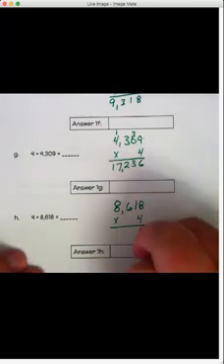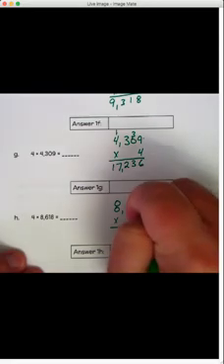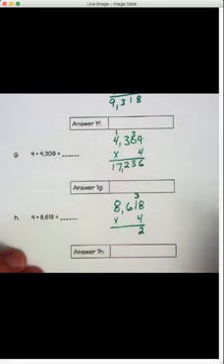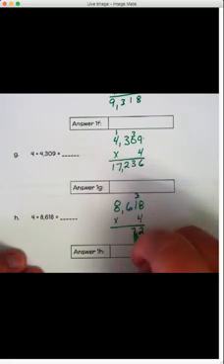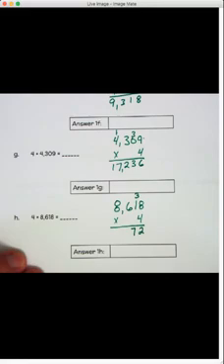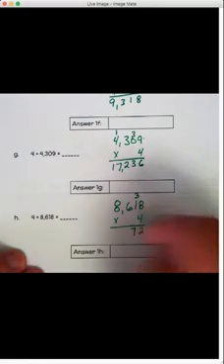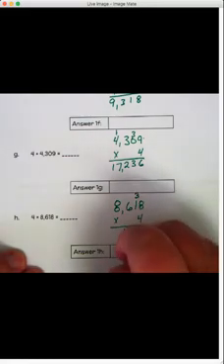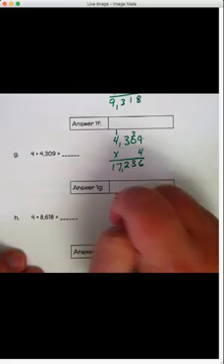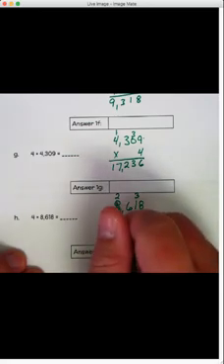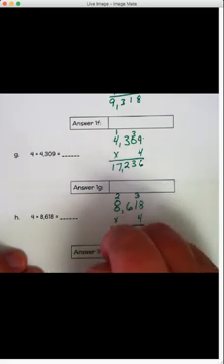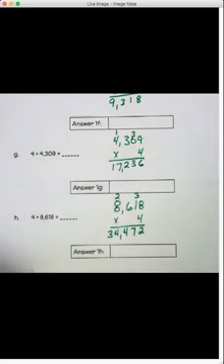4 times 8 is 32. Put our 2 here. Carry our 3. 4 times 1 is 4. Plus this 3 is 7. 4 times 6 is 24. We put our 4 down and put our 2 over the next place, the thousands place. 4 times 8 is 32. Plus 2 is 34. Lots of steps in that problem. 34,472.